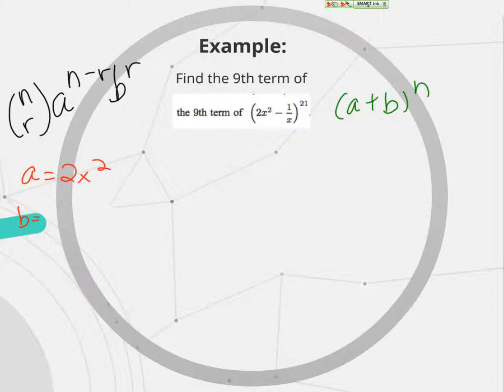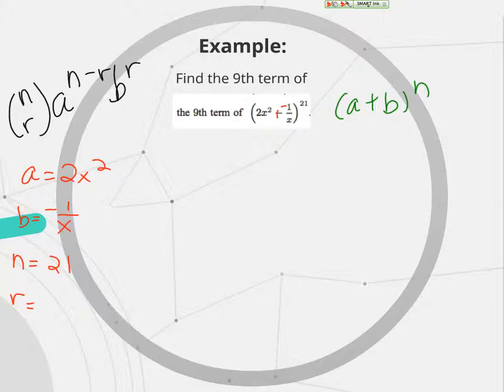Be careful on what's b. It is negative, because we would make it plus a negative, so it matches that. So b is negative 1 over x. What's n? And r is the hardest part, so we'll save that for last. Everyone really clear on a, b, and n? Because a, b, and n are just as easy on every single problem you're going to get. The r is what's different. The r is what gets tricky.